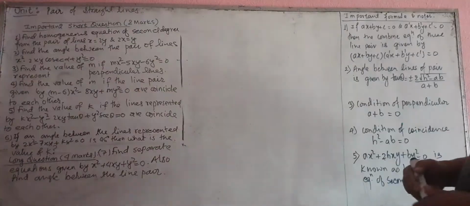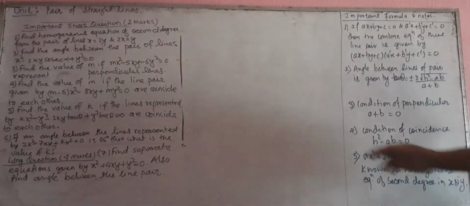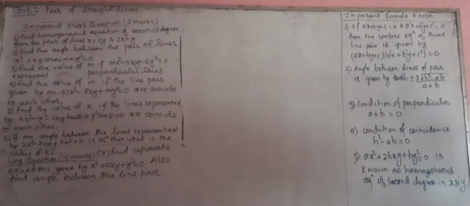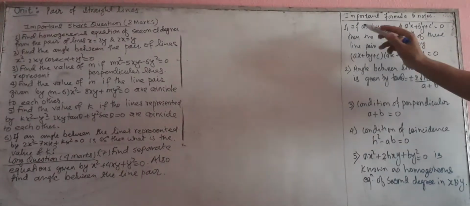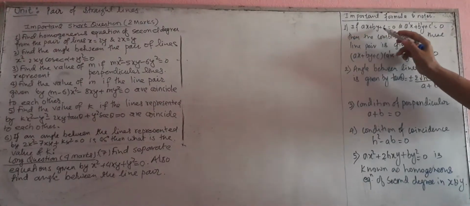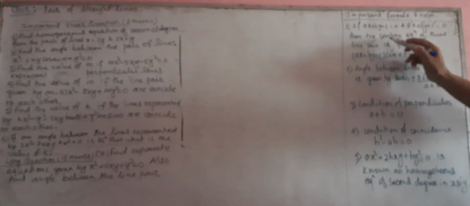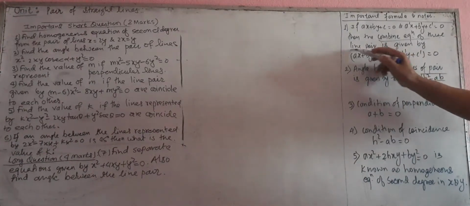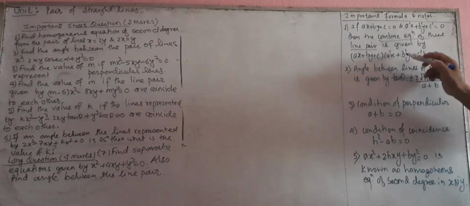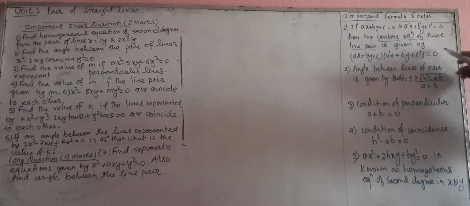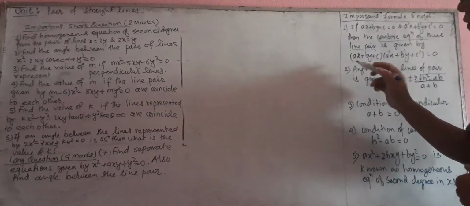Before solving the problems, we discuss some important formulas and notes of this unit, pair of straight lines. First of all, look at the first note. If the straight lines are ax plus by plus c equal to 0 and a prime x plus b prime y plus c prime equal to 0, then the combined equation of this line pair is given by (ax plus by plus c) times (a prime x plus b prime y plus c prime) equal to 0. This is the combined equation, and this gives the equation of the pair of lines in second degree form.